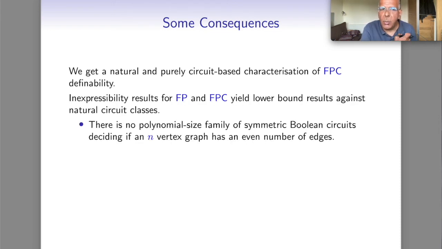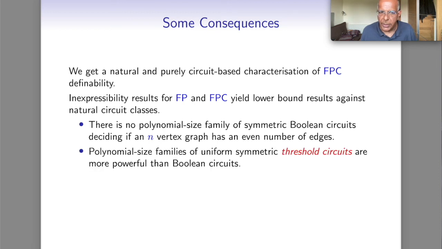Also, inexpressibility results for FP and FPC yield lower bound results. I already mentioned, we can say there's no polynomial size family of symmetric Boolean circuits deciding if an n-vertex graph has an even number of edges. Adding threshold gates gives us more because we know FPC can express that the number of edges is even.